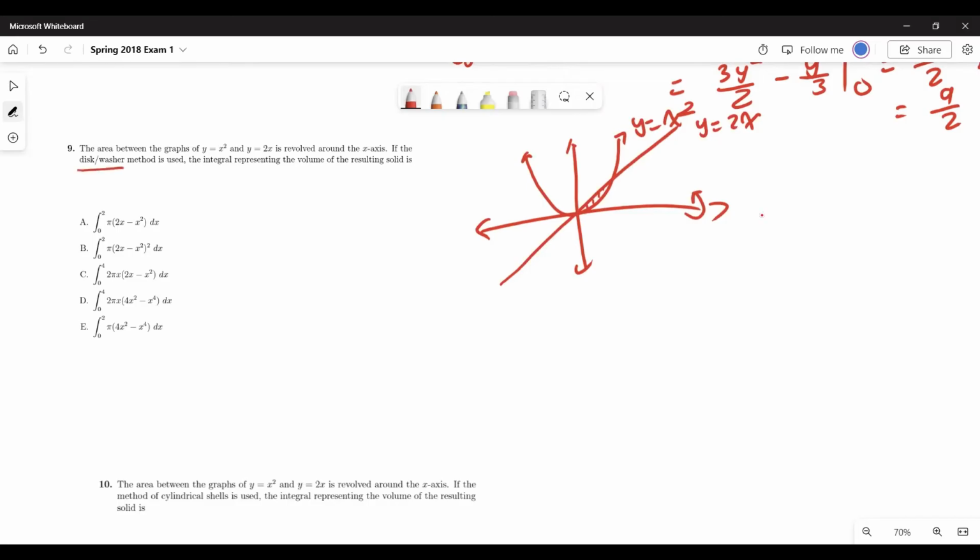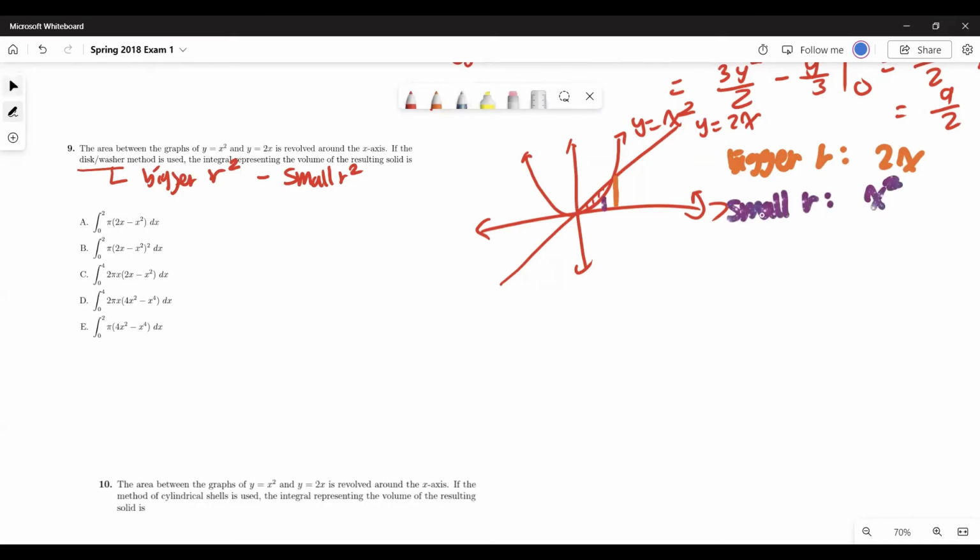So whenever you say washer method, it's basically bigger radius squared minus smaller radius squared. So in here, if you look at it, this line is y equals 2x. So the bigger radius in this case is 2x, and the smaller radius in this case is this curved line, right? So the smaller radius is x squared, right? So the volume for the washer method is pi, integrated from some point, bigger radius squared, 2x squared, minus x squared dx.